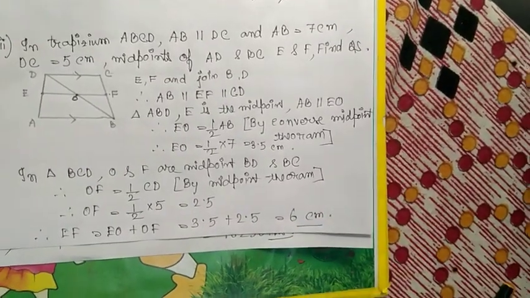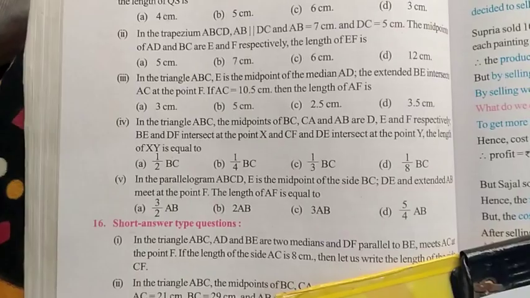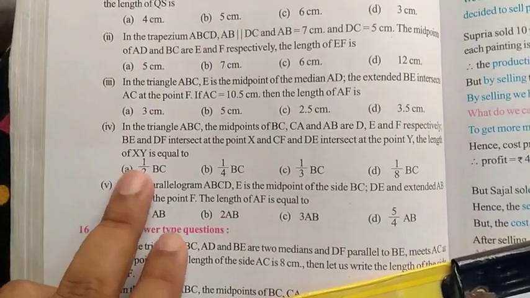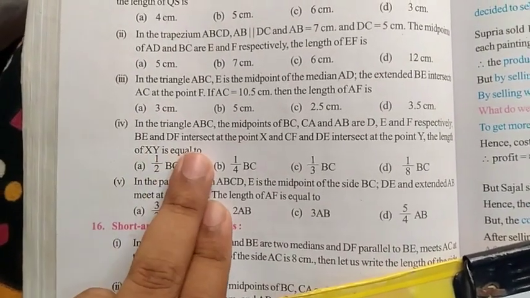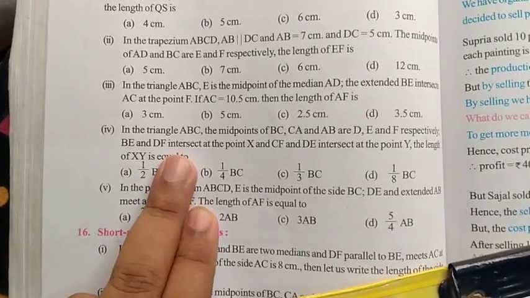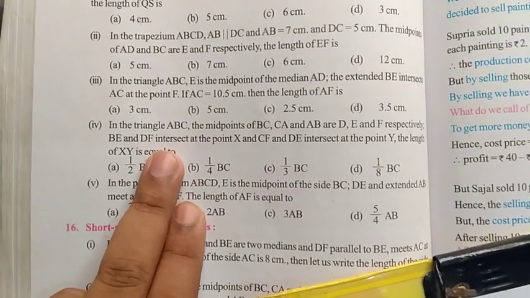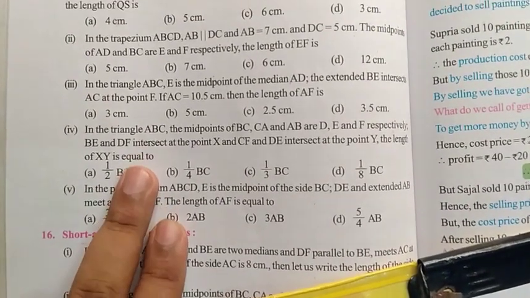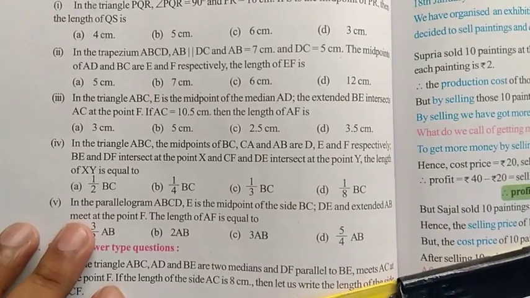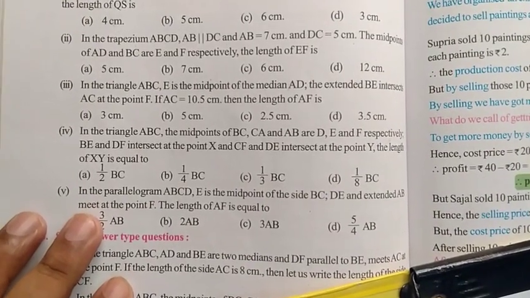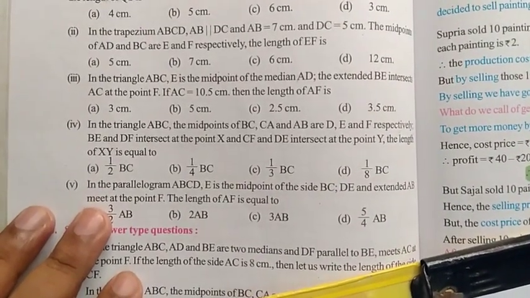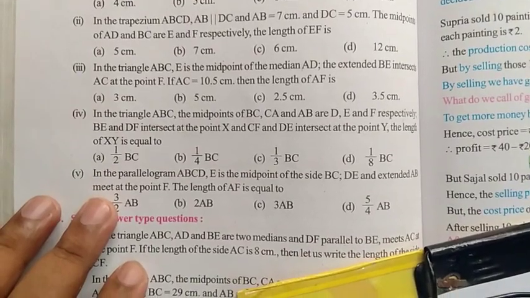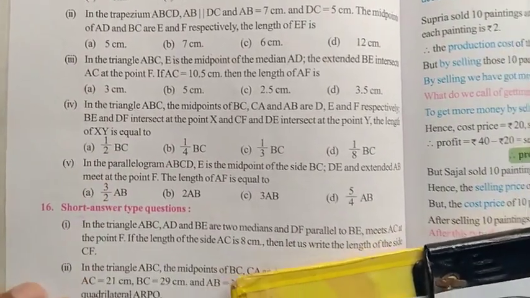This is sum number 4, 15.4. In the triangle ABC, the midpoints of BC, CA and AB are D, E and F respectively. BE and DF intersect at the point X, and CF and DE intersect at the point Y. We have to find the length of XY.